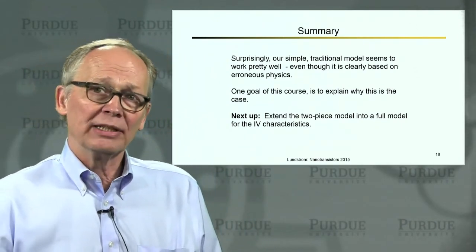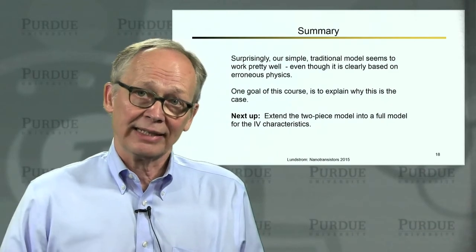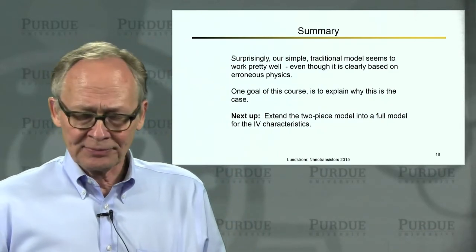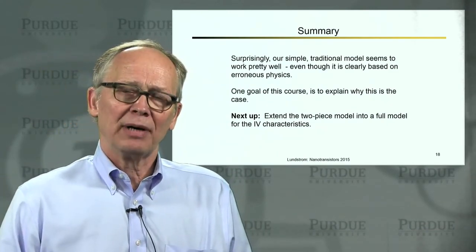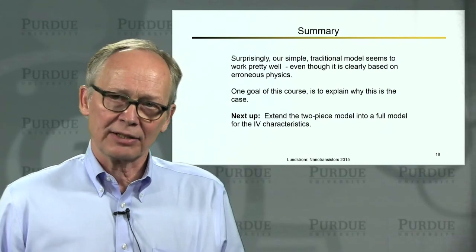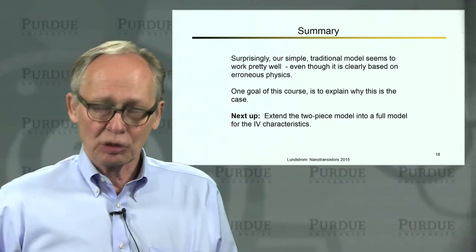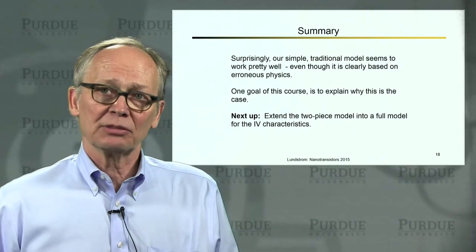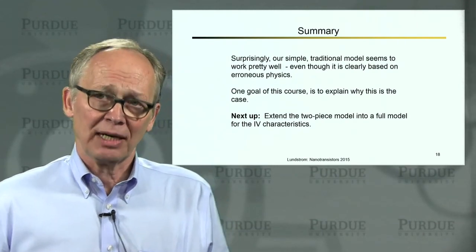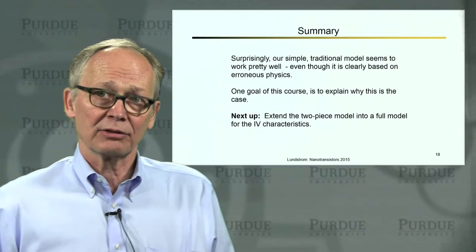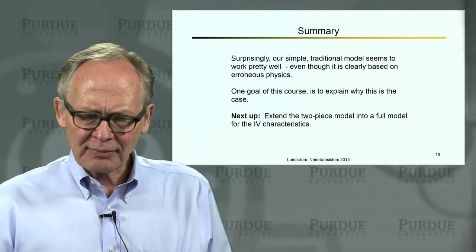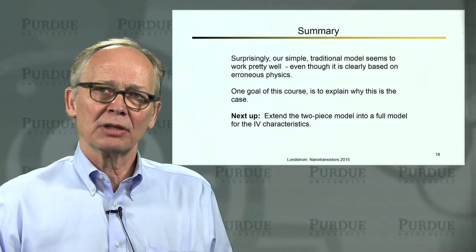So what I want to do in the next lecture, which will basically end up Unit 1, is to extend this two-piece model into a full model for the IV characteristics of a MOSFET. We'll call that full model the virtual source model. It's actually a version of a model that is widely used these days to describe nanotransistors. And we will be using that model as sort of a framework.